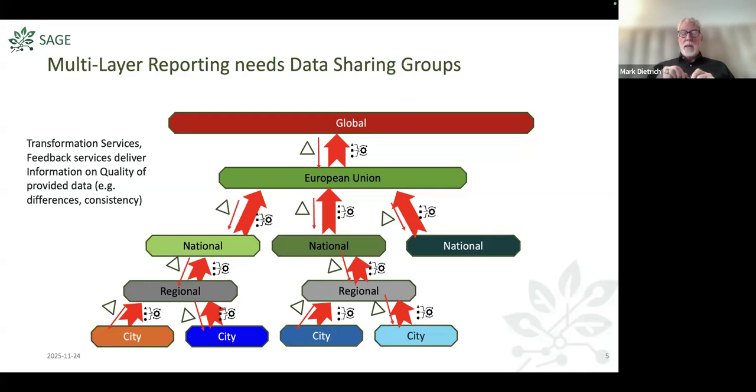So the issue is not how do we merge all this data, but how do we in fact respect the different governance that exist at these different layers? So we need a multi-layer reporting capability and we need a multi-layer governance capability to allow this data to coexist and to work correctly back and forth. And the red arrows show how data is being aggregated into a higher level, and then the triangles, which is the symbol for difference or delta, that's showing the flow of information back to the lower level to say, here are the inconsistencies that we found when we merged your data.